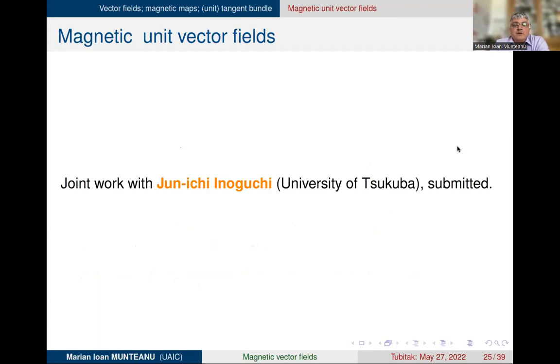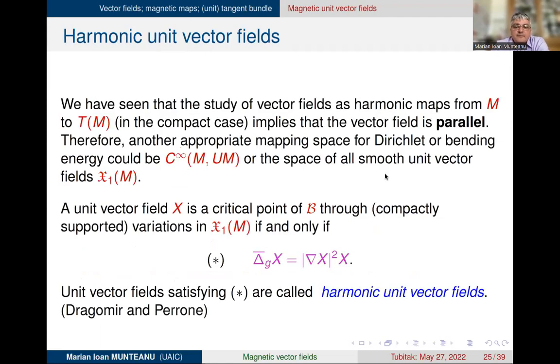Okay, so this last part of my talk is very recent work with Junichi Noguchi from the University of Tsukuba in Japan. And the manuscript was submitted 2 years ago. And what do we have here? We have this possibility: we have this map from M to T1M, and we consider the Landau-Hall functional, and we make the variation. We can make the variation through all possible maps from M to T1M, or we can restrict to unit vector fields, denoted by X^1(M).